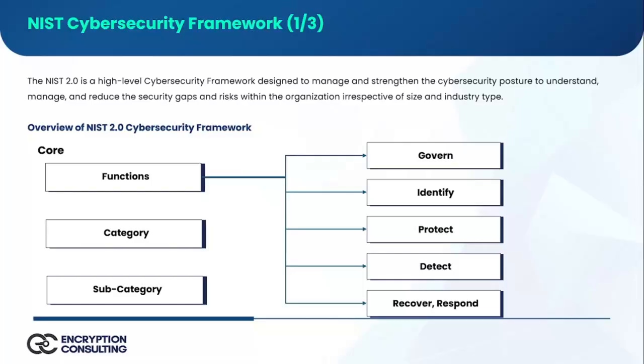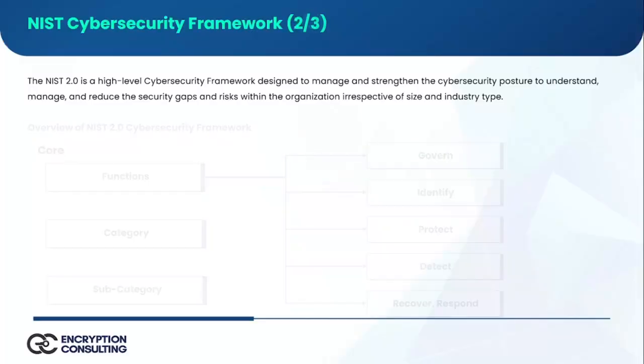Also, the sequence or importance of achieving the functions, categories, and subcategories in the core is not implied by their order or size. They can be addressed according to the unique needs and priorities of the organization.